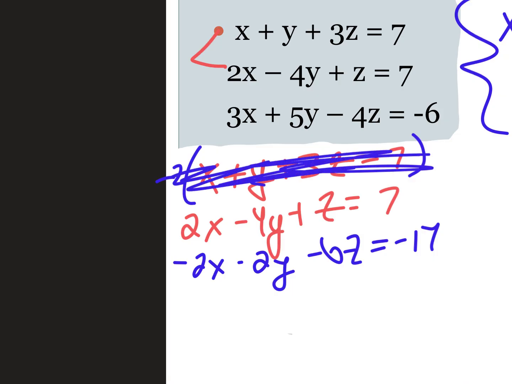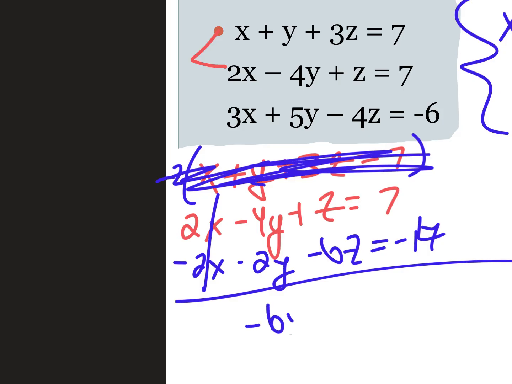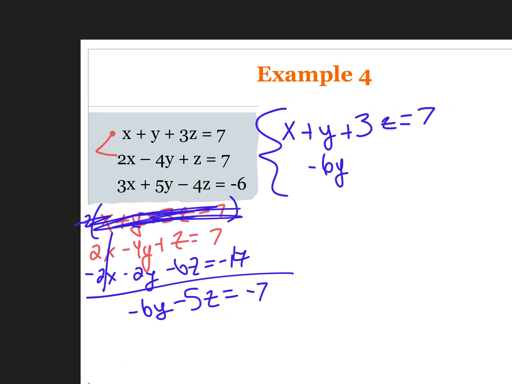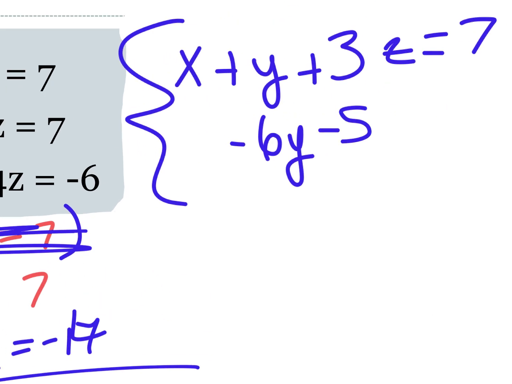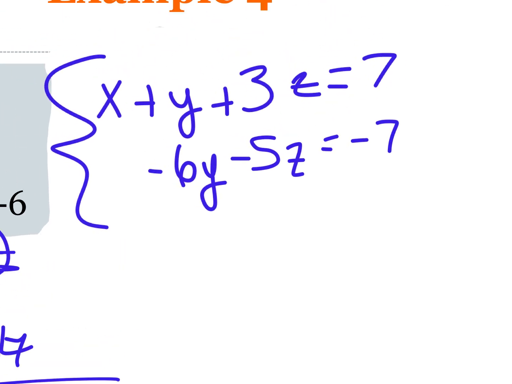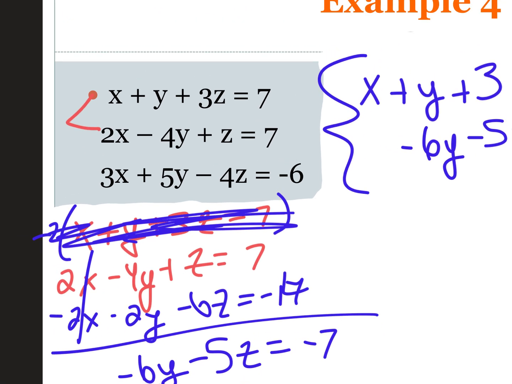So this isn't there anymore. And then I can cancel out my x's. Negative 4y and negative 2y is negative 6y. Positive 1z minus 6z is going to give me negative 5z equals 7 minus 14, which is negative 7. So there's equation number 2: negative 6y minus 5z equals negative 7. So now I need z equals. So that's a two-step process.